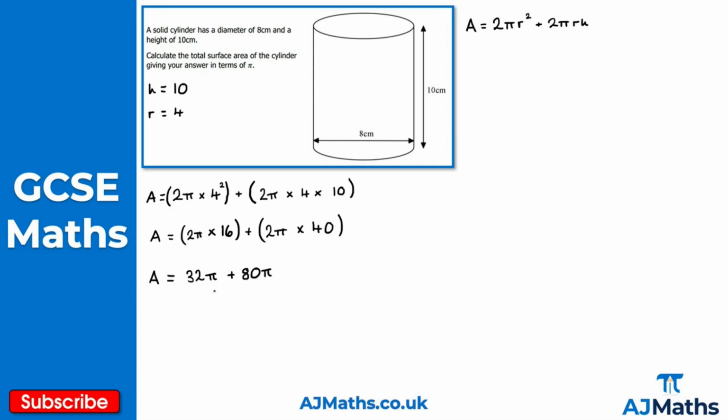And then to simplify here, so basically just to find the total surface area now, we need to add these together here. So 32 pi plus 80 pi, and we're going to get 112 pi there. Okay. And notice here now, our total surface area is in terms of pi. So our answer here is sufficient. And there we have it.